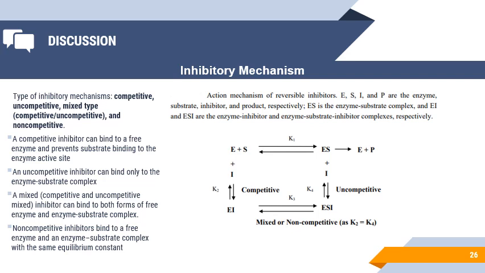In the picture, as the action mechanism of a reversible inhibitor, E is the enzyme, S is the substrate, I is the inhibitor, and P is the product. ES is the enzyme substrate complex, and EI and ESI are the enzyme inhibitor and enzyme substrate inhibitor complex. E plus S to the enzyme substrate complex is the competitive inhibitor, and the enzyme plus product resulting from enzyme plus substrate is an uncompetitive inhibitor.